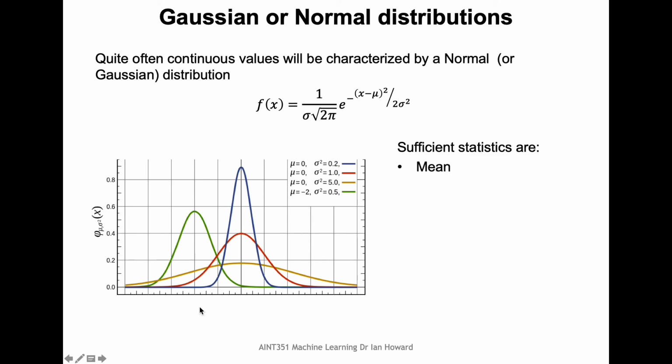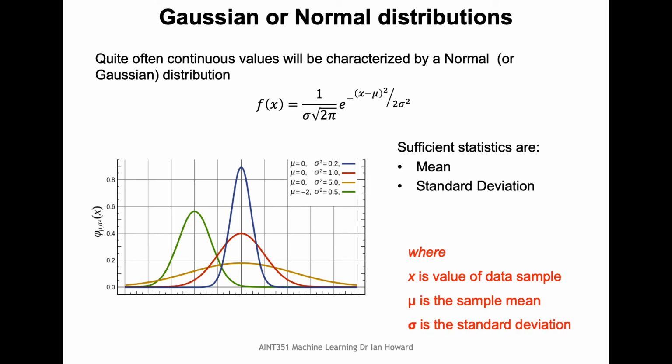Right. Now, this also introduces the idea of what's called sufficient statistics. For a distribution, the sufficient statistics are the things you need to know in order to specify that particular distribution. In the case of a one-dimensional Gaussian distribution, all we need to know is the mean and the standard deviation, or obviously that's equivalent to knowing the variance, right?